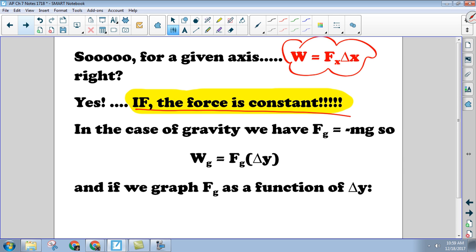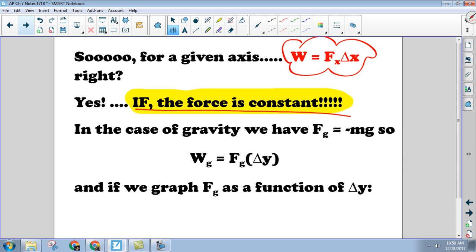So what I want to do here is start with an example where the force is constant, and then do an example where the force is not constant. And we're going to start with gravity and springs, because those are the two forces we just talked about. One of them was constant, one of them wasn't, right? And so how do we deal with that?